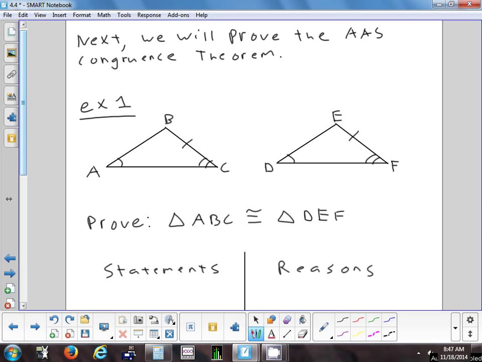All right, so I'm giving you a diagram. I didn't write down what was given, but I marked it. Marking it in a diagram is just as good as writing it down.